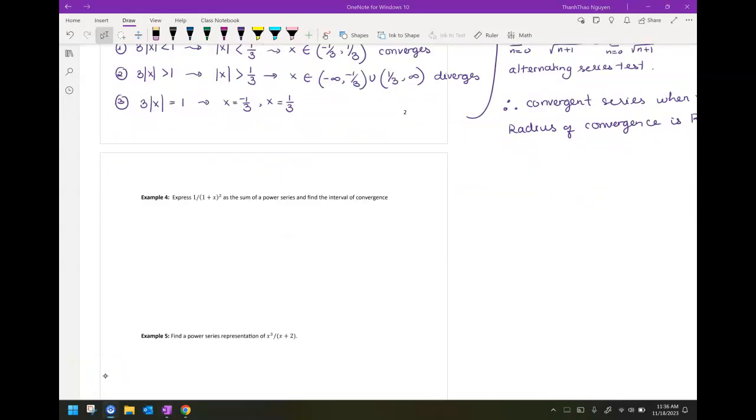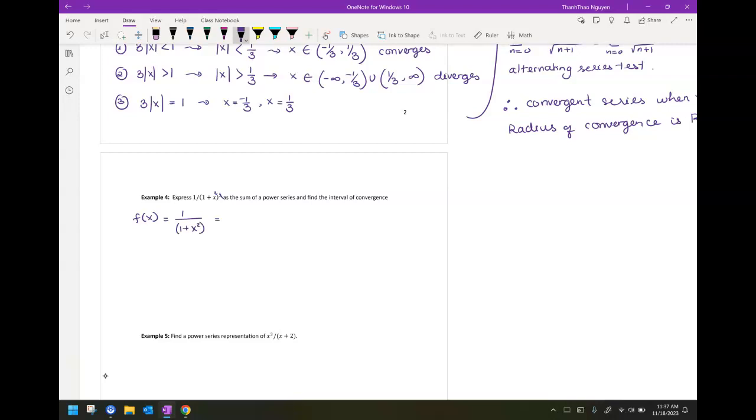So in the previous example, we were given the series to begin with. Now, in the next problem, we are given a function, and we want to express this function as a power series, and then we want to find the interval of convergence. Okay, so given f of x equals 1 over 1 plus x squared.